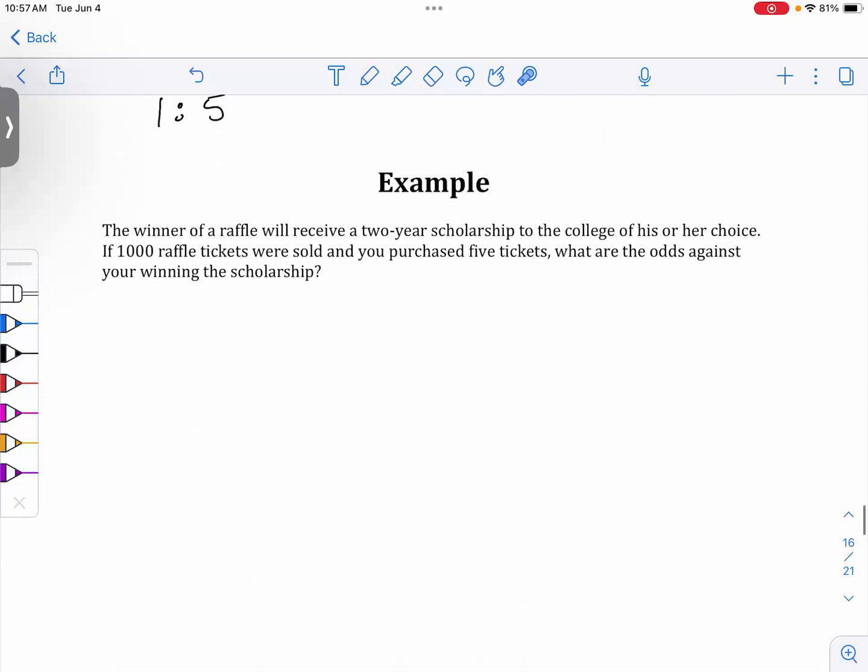Let's look at an example. The winner of a raffle will receive a 2-year scholarship to the college of his or her choice. If 1,000 raffle tickets were sold and you purchased 5 tickets, what are the odds against your winning the scholarship?